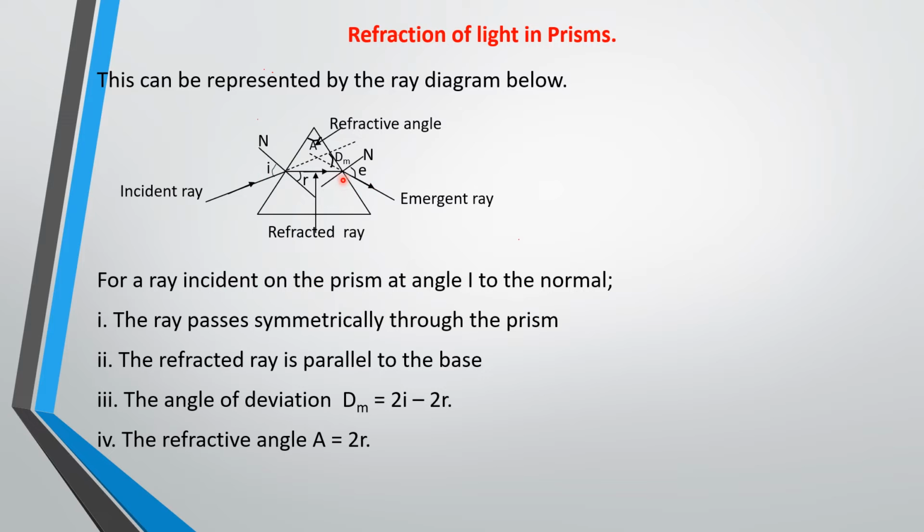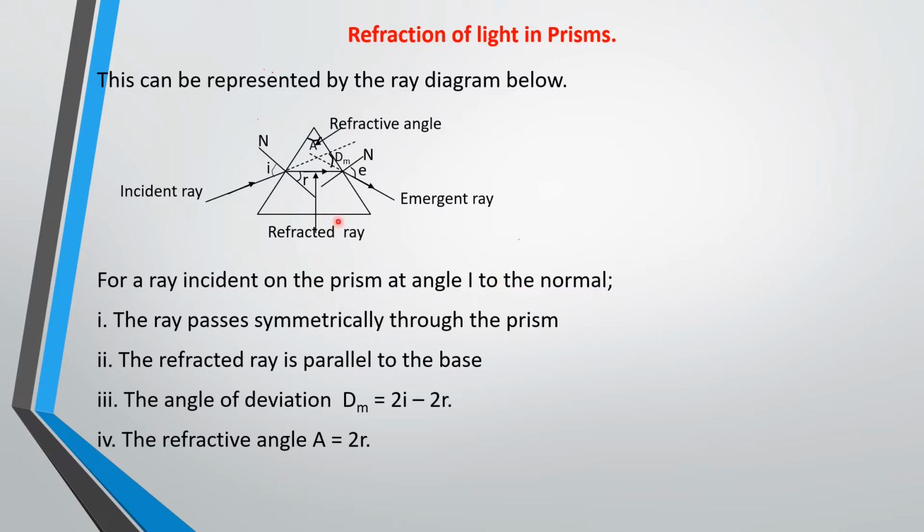Now, the deviation of the incident ray is the angle between the incident ray projected backward and the emergent ray projected forward. Where the two meet is what is called the angle of deviation, and its smallest value is the angle of minimum deviation. Then the angle at the apex of the prism is called the refractive angle. That is this angle.